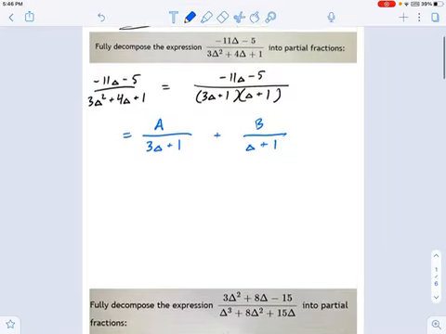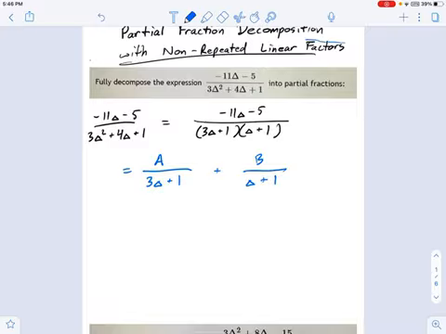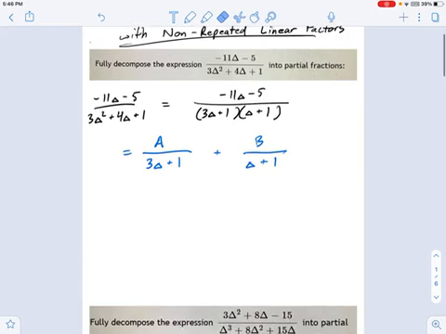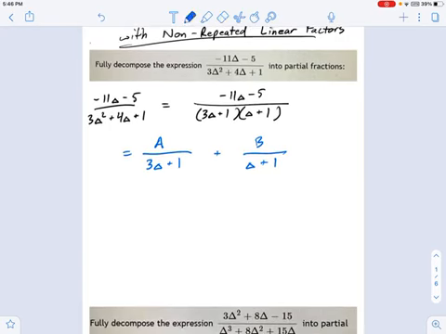And the reason they're constant numbers is because these are linear factors. If these were quadratic factors, that would not be true. But we're not talking about quadratics. We're keeping this discussion to linear factors. So let's solve this equation.